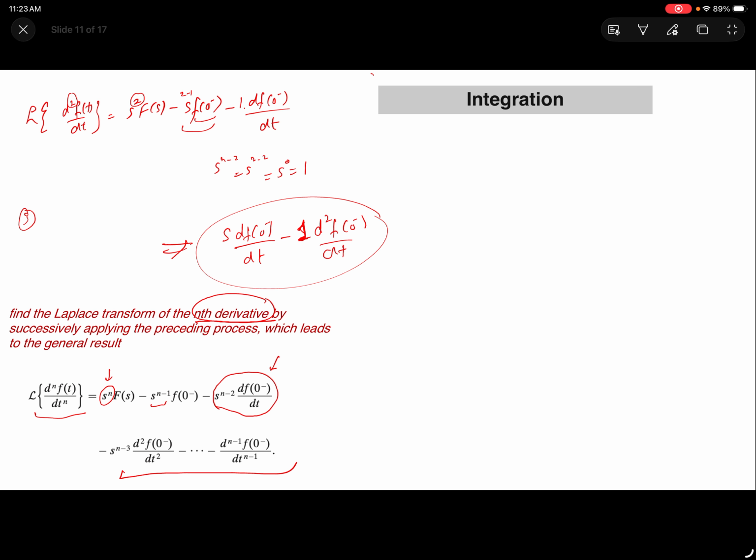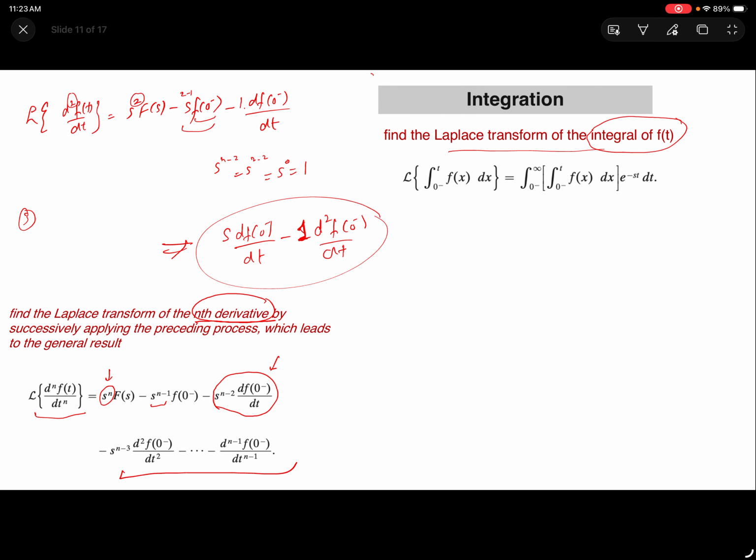Very quickly before we finish the lecture, let's do the integration as well. Now I'm interested in finding the Laplace transform of the integral of f of t. So again, here is the original function f of t. I took an integral from 0 negative to t of that function. Since your limit of integration had a variable t, I ended up replacing the variable of integration with x.